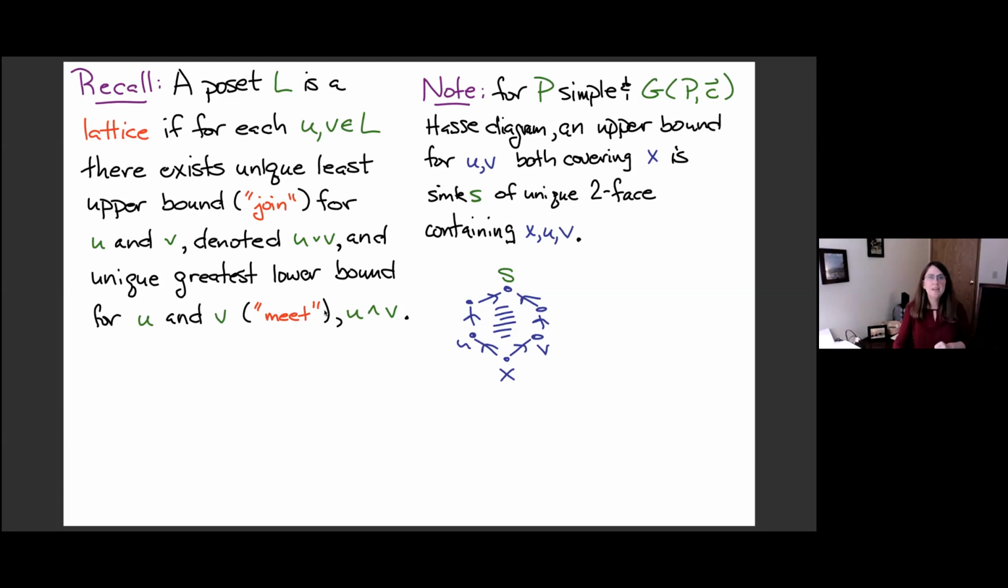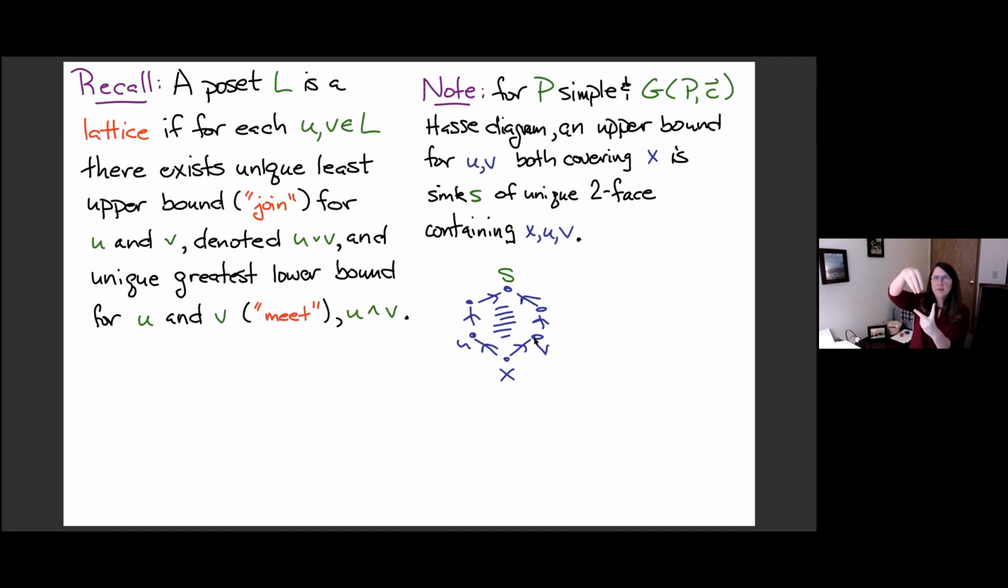We'll call that the meet and denote it like this, okay? So the next thing I want to observe is, if P is a simple polytope and you have this as a Hasse diagram, then it's always going to be the case that if you have an element X that's covered by U and covered by V, since it's a simple polytope, we know there's going to be a two-dimensional face that includes both those edges, right?